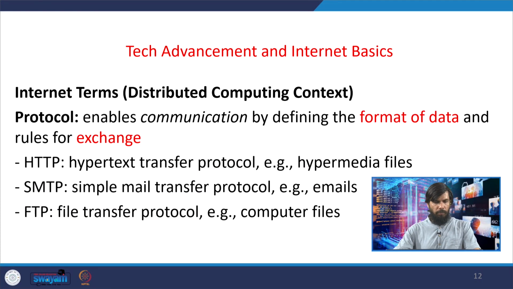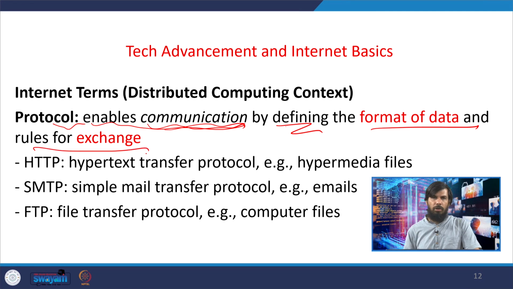Now moving on, the first component of a URL was the protocol. In this internet context, when we say protocol, what we essentially mean is that communication is an important part of a network, because different computational nodes need to communicate to be able to complete the computing, to be able to process the workload, right. So protocols are essentially about enabling communication. A protocol enables communication by defining the format of data and rules for exchange, right.